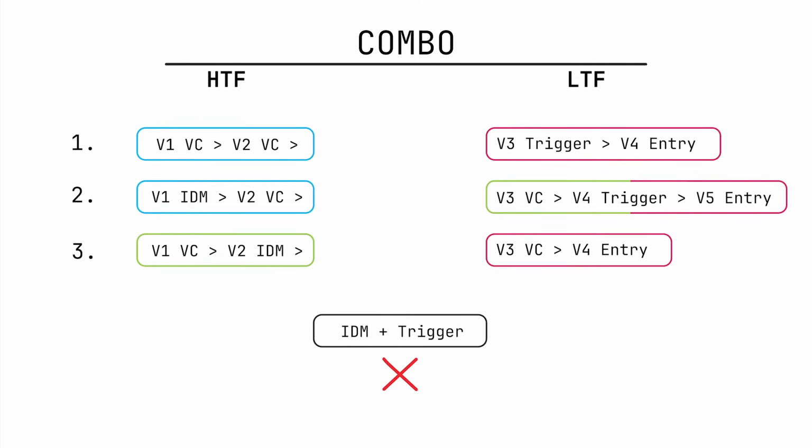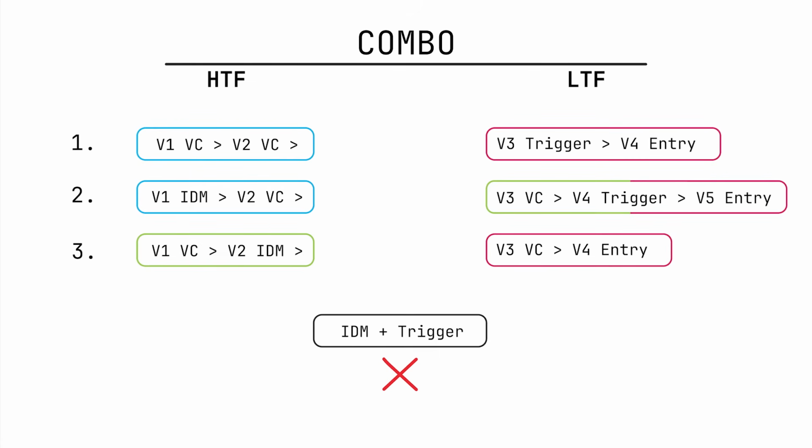In the case where we already have a logical element on HTF, we can then wait for LTF logical elements, which again are only 3. 1. V3 trigger greater than V4 entry. 2. A combination of logical elements, V3 volume confirmation greater than V4 trigger greater than V5 entry. 3. V3 volume confirmation greater than V4 entry.